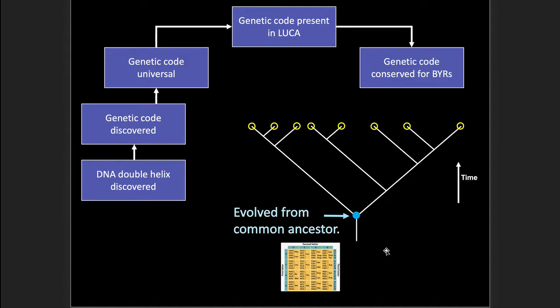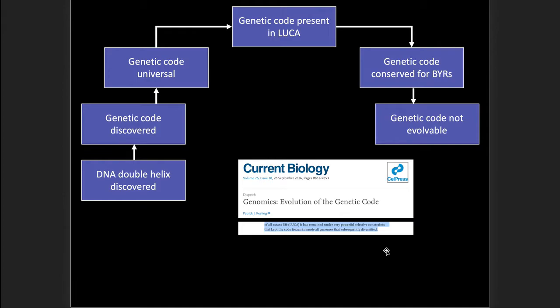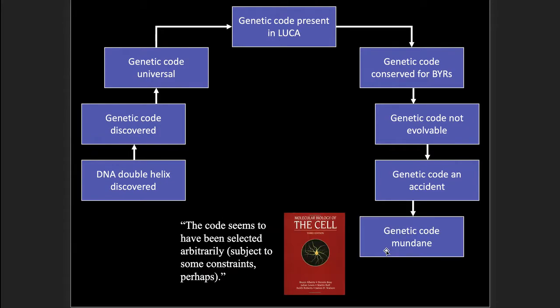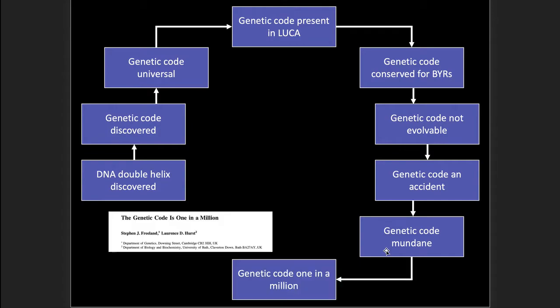Next, if the genetic code was present in the last universal common ancestor way back early in evolutionary history, that means it didn't evolve for those billions of years. It was conserved for billions of years. That means that the code is not evolvable. The code must be frozen. As Francis Crick famously put it, it was a frozen accident. And if it's an accident, then it must be mundane. It's not a special code. As this leading textbook put it, the code seems to have been selected arbitrarily. It's just an arbitrary selection, an arbitrary code.